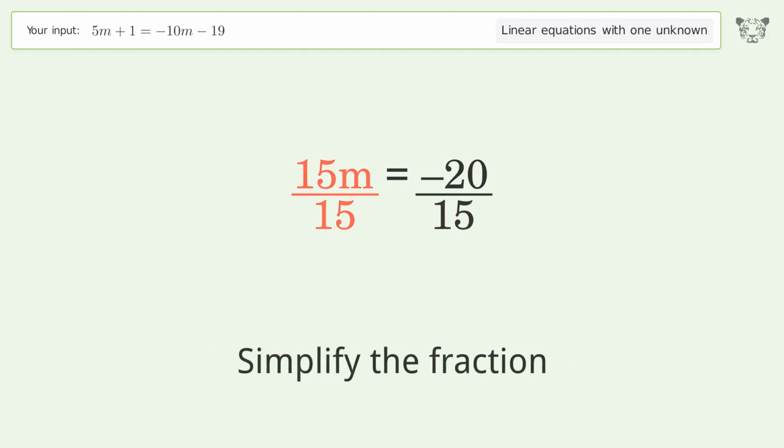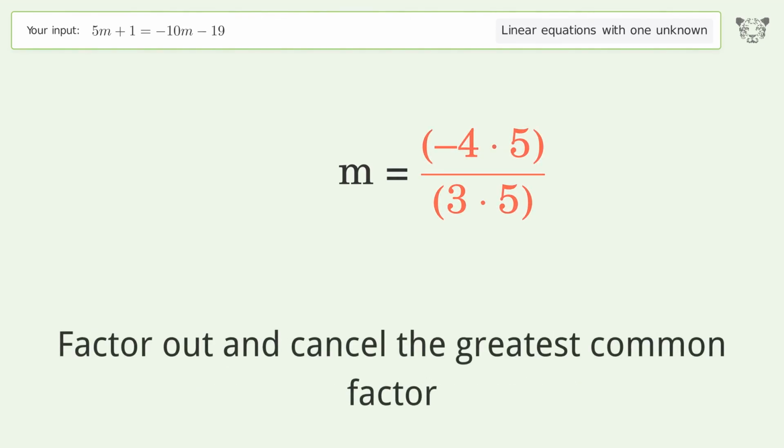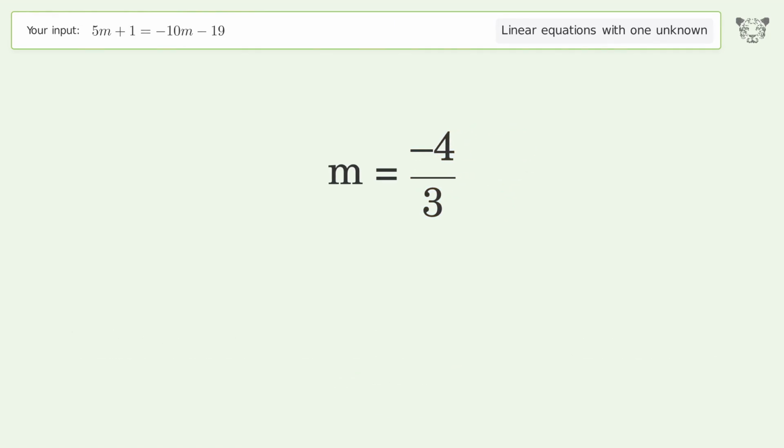Simplify the fraction. Find the greatest common factor of the numerator and denominator. Factor out and cancel the greatest common factor. And so the final result is m equals -4/3.